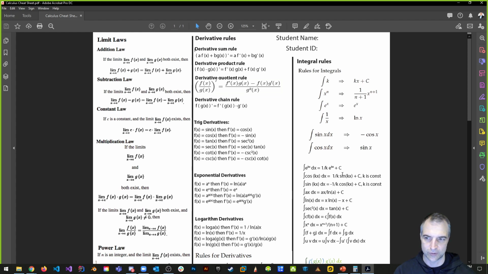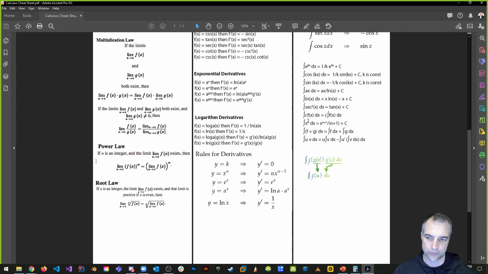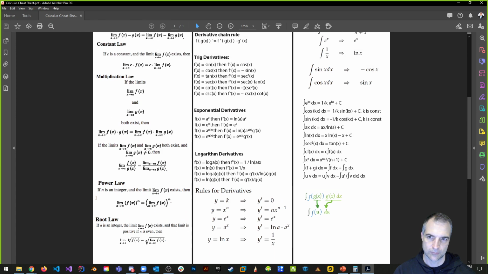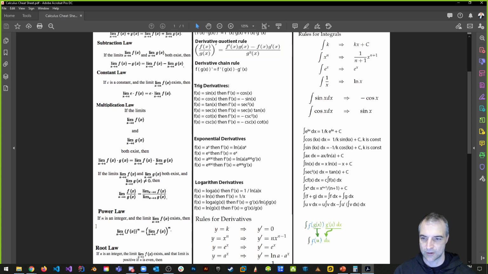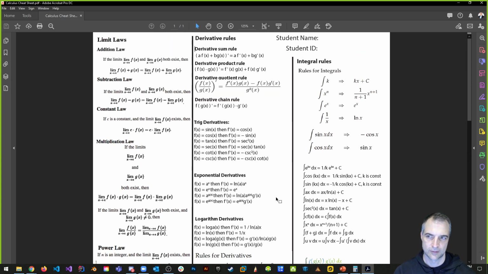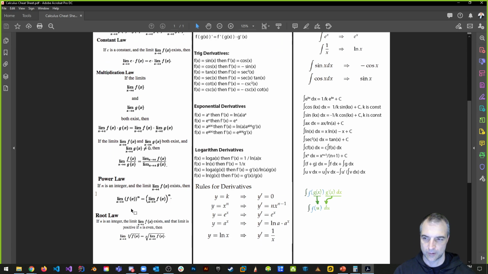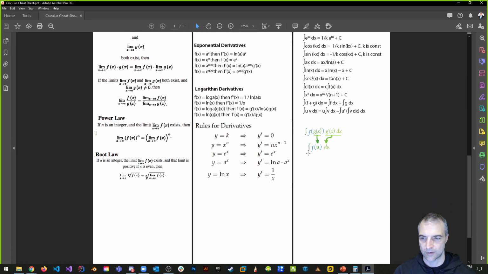So these are all the things you would have needed for your stuff. So this is your integration stuff. This is your sine, cosine, tangent, and all that stuff. What are we missing? What are we missing from this cheat sheet? We've got the power law, root law, we've got all this kind of stuff, but we don't have what we're missing.